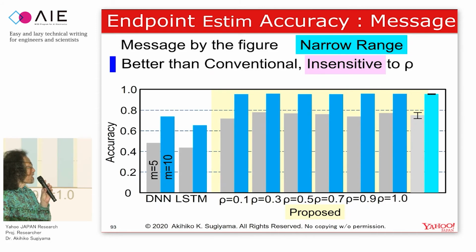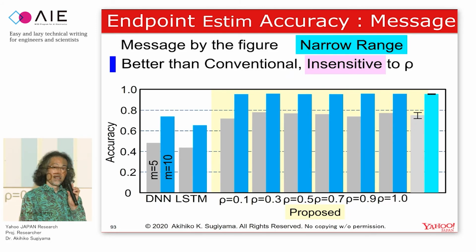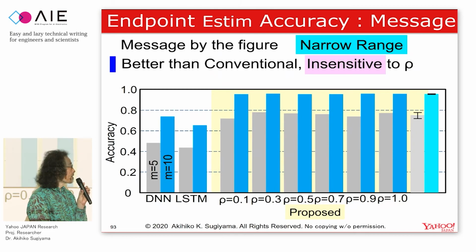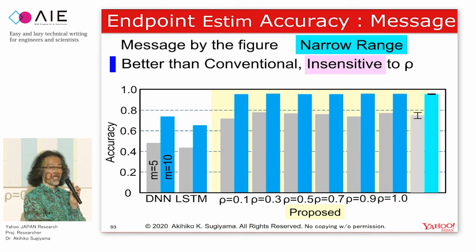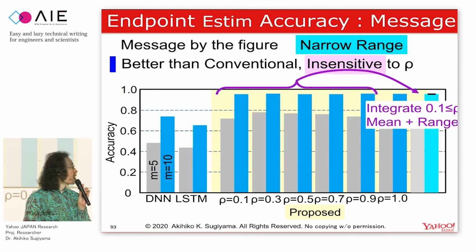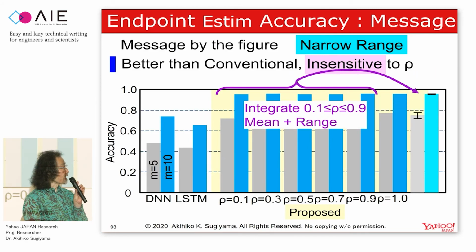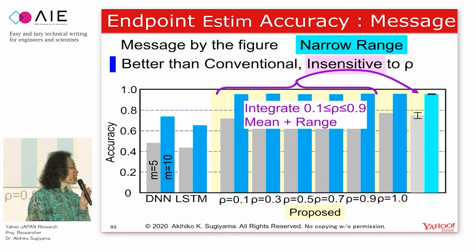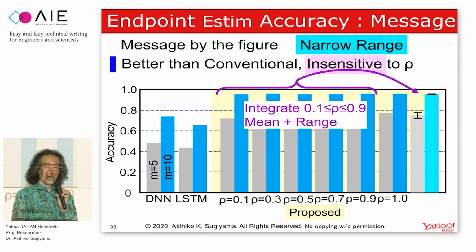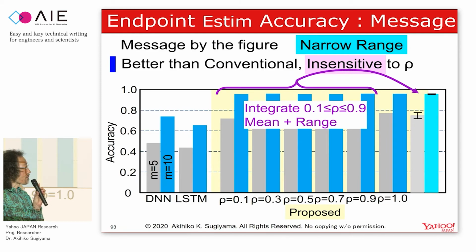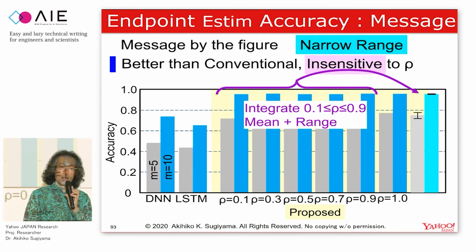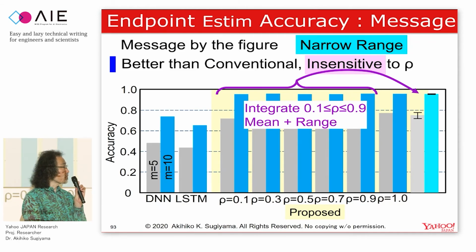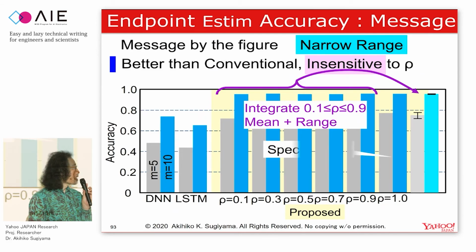your information here is that it is concentrated in the narrow range. Narrow range means they are not different very much from each other. So integrate all these into a single bar and show the range of the variation. And if the range is narrow, that is a sign that it is insensitive to the value of rho. And if you do this modification, you don't need all these bars. And it looks like this.